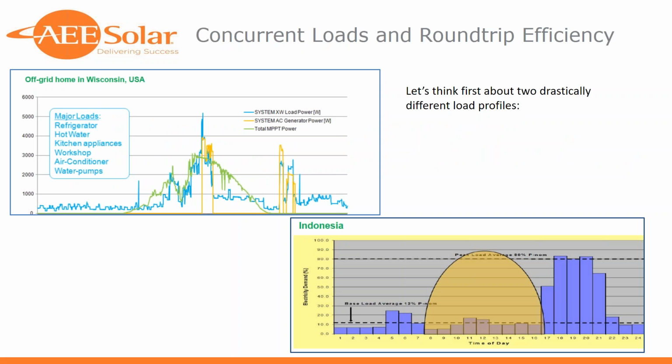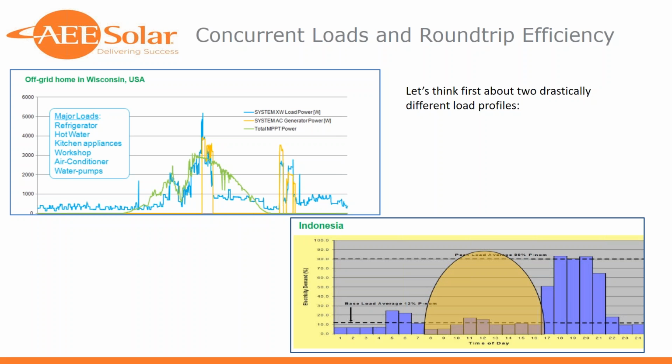So I talked about concurrent loads and round trip efficiency. Let's think about a couple different sample cases here. On the upper left, we've got an off-grid home in Wisconsin, USA. We see here in blue, that's overall load. We see in orange, generator power. So when is that generator kicking on? And then we see in green, overall MPPT power, so power from the array.